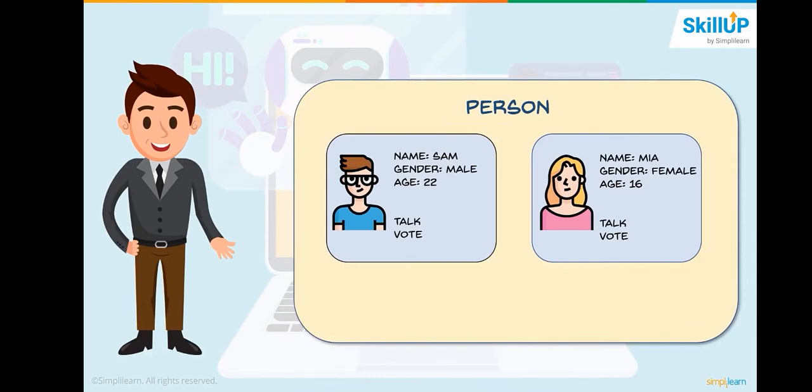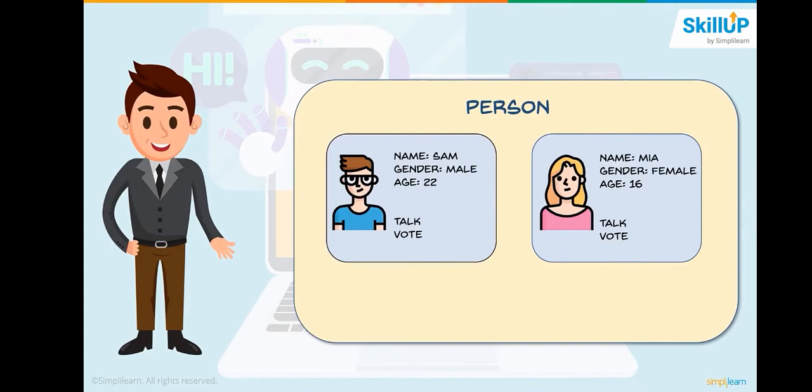They wouldn't make them two separate objects. So to summarize this, person is a class and the class defines the features name, gender and age. It defines behaviors, talk and vote. And then we defined two separate objects and gave value to the features in these objects. Now let's begin to code this example.